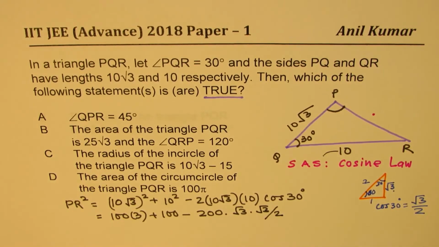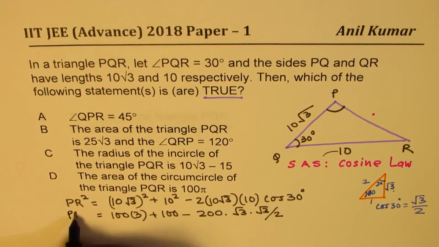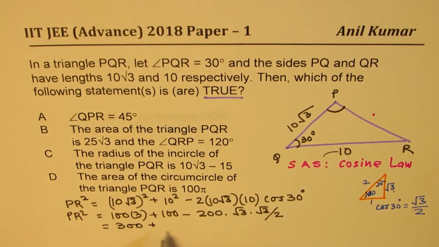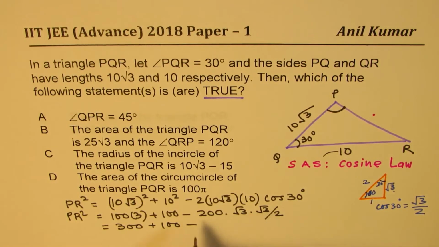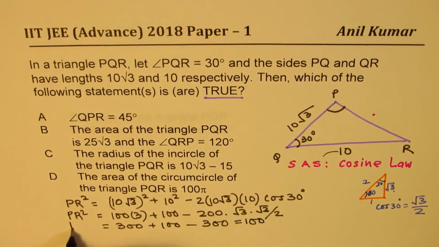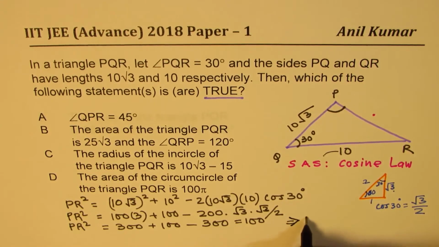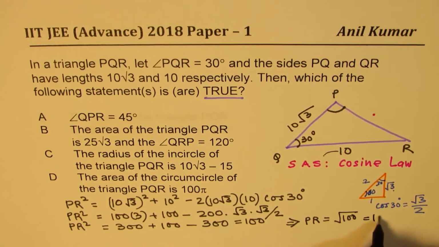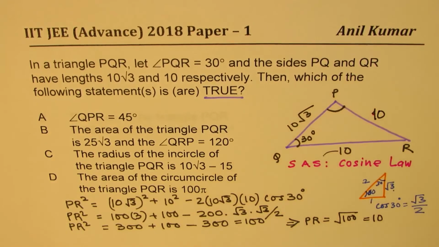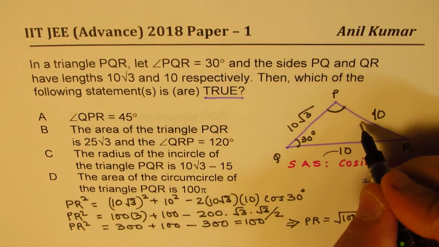Okay. So this can be simplified. Let's write like this. So PR square equals 300 plus 100 minus, that 2 goes and we get 300 here, right? So that gives you 100. So PR square is 100. So that gives you that PR is basically equal to square root of 100, which is 10. So this side is also 10. Well, that makes things simpler.